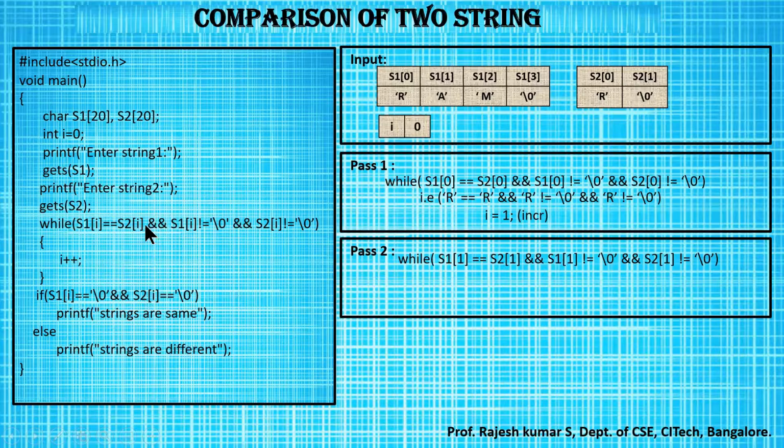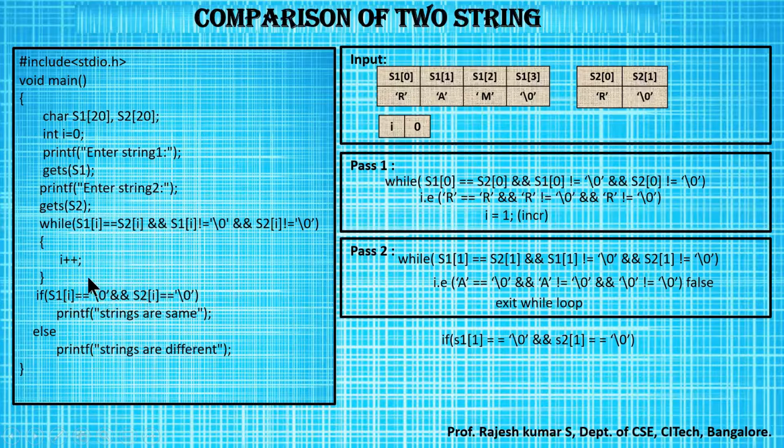Now, when I increment I value and go back to the while loop, again I'll be checking S1 of 1. What is S1 of 1? A. And what is S2 of 1? Null. Are these both the same? No, they are not the same. When any one of the conditions becomes false, the entire condition becomes false. I'll come out of this while loop. When I come out of the while loop, I will check.